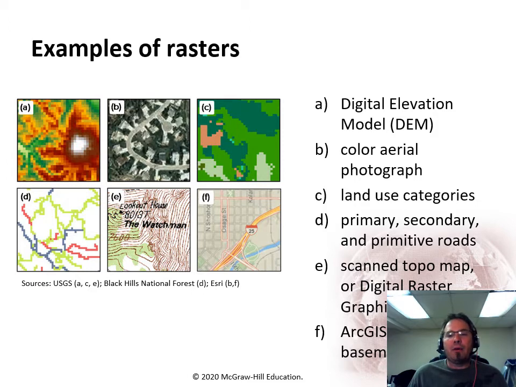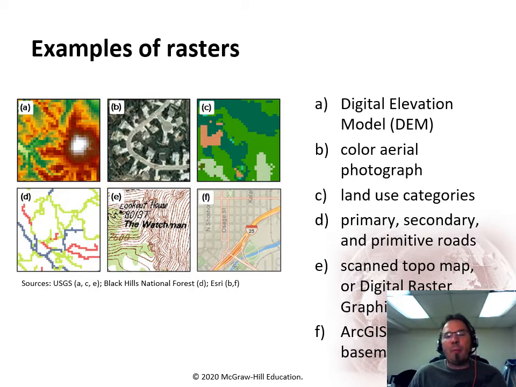You have color aerial photography. We're not going to do a whole lot with that other than a couple things in the tutorials, but there are some aspects of using color photography that you can use for what's called remote sensing applications. You have in box C land use categories. That's a different kind of raster known as a discrete raster. You have primary, secondary, and primitive roads. I'm not exactly sure why this is being used as an example, but it's there. I very rarely use it that way, but okay.